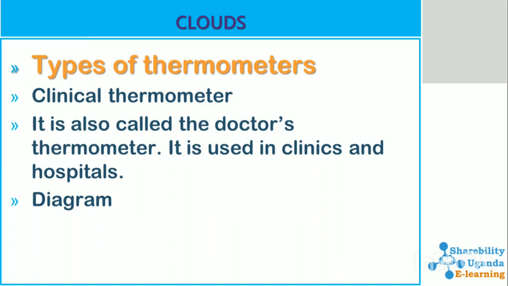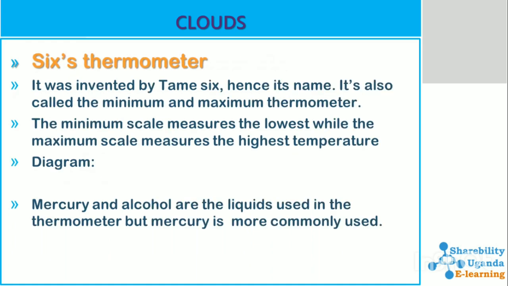Like I said, we have various types of thermometers. We have the clinical thermometers, and others. But in this lesson video today, we shall be looking at the six thermometer, or the maximum and minimum thermometer. This is a type of thermometer that is used to measure the maximum temperature, or high temperature, and low temperature concurrently, or at the same time. Why do we specifically use mercury but not porridge, or not water, not soda in our thermometers?